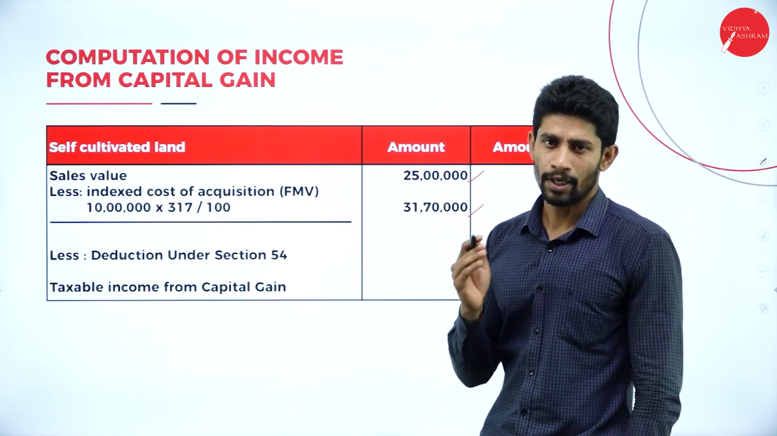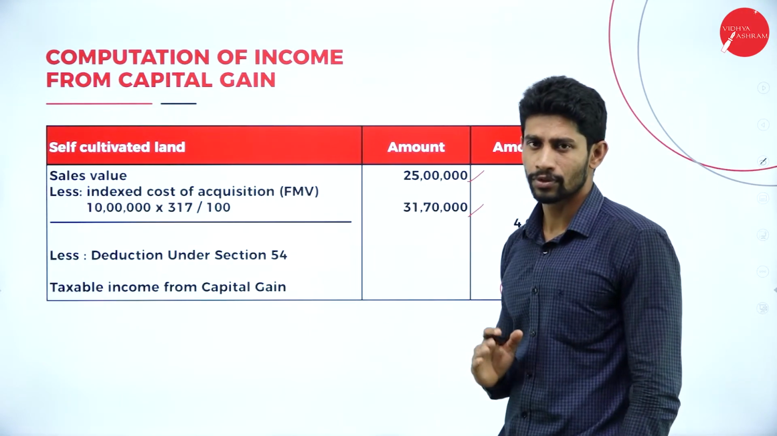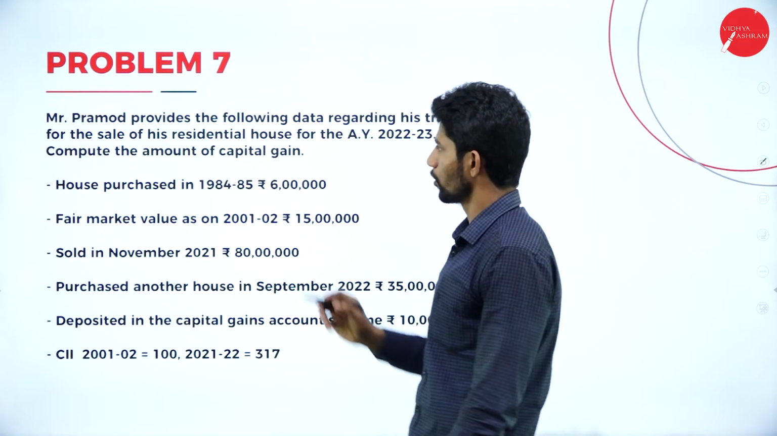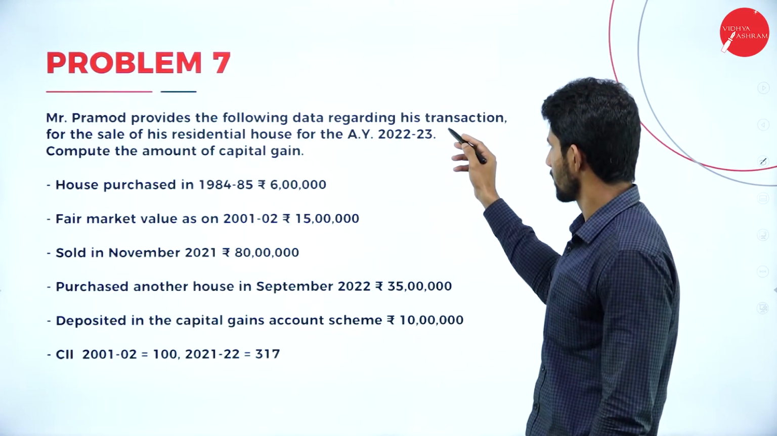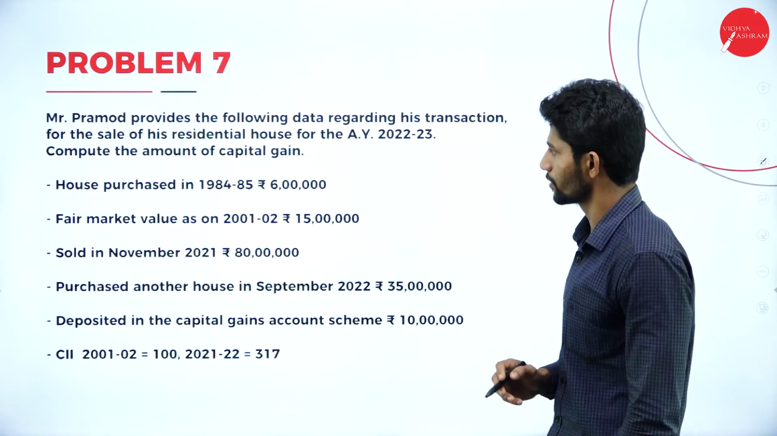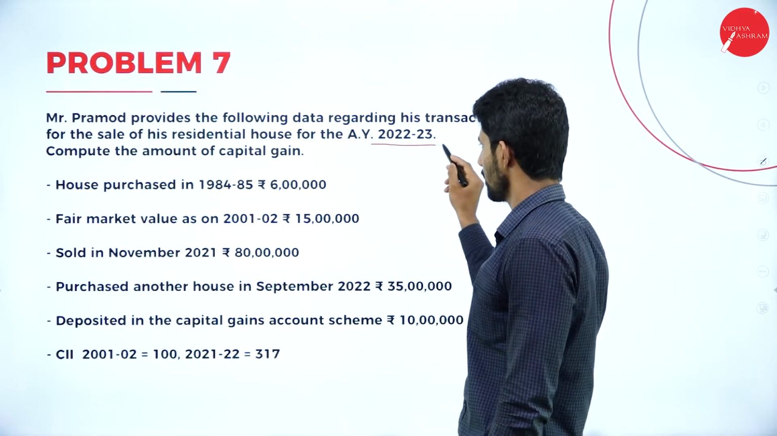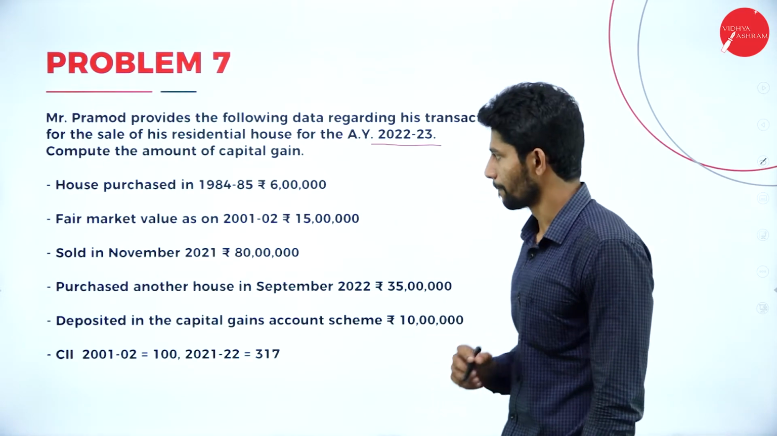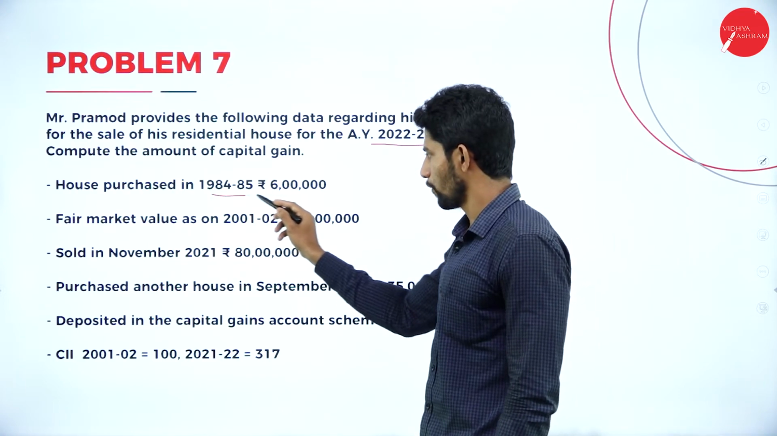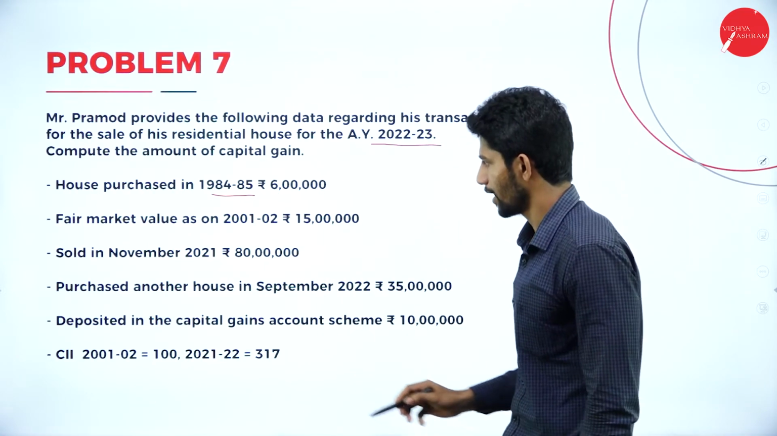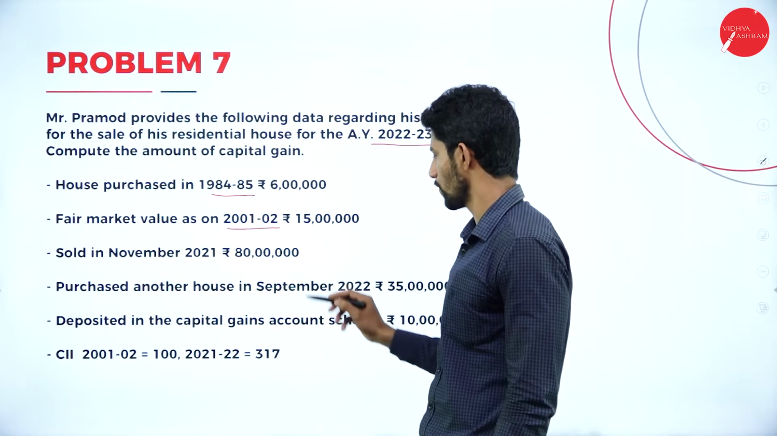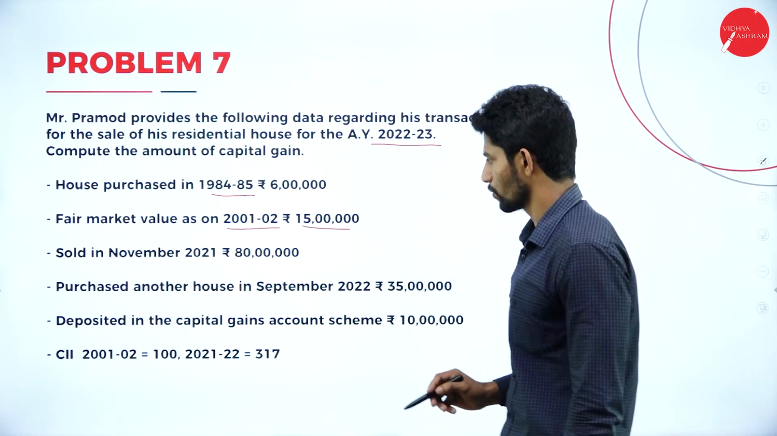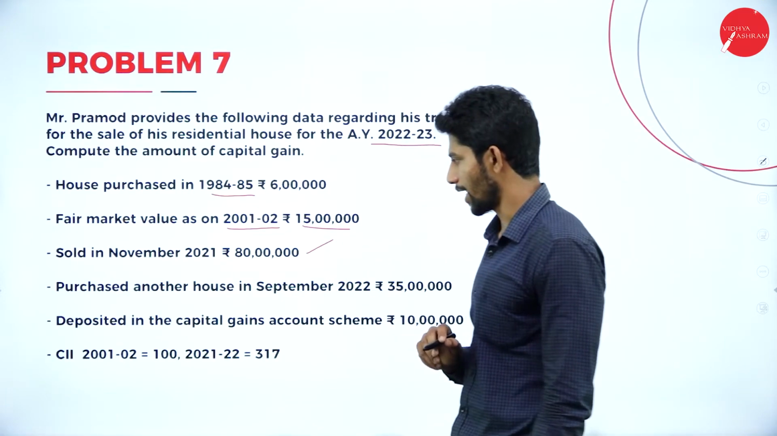I hope you understood how to solve the problem. So moving on to the next problem, problem number 7. Mr. Pramod provides the following data regarding his transactions for the sale of his residential house for the assessment year 22-23. Compute the amount of capital gain. So house purchased in 84-85 for rupees 6 lakhs and fair market value as on 2001-2002 is 15 lakhs. Sold in November 2021 for rupees 80 lakhs.